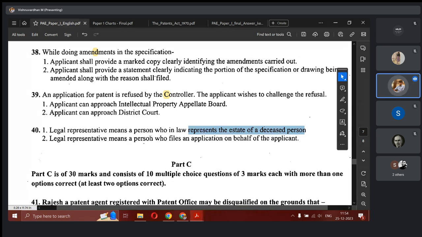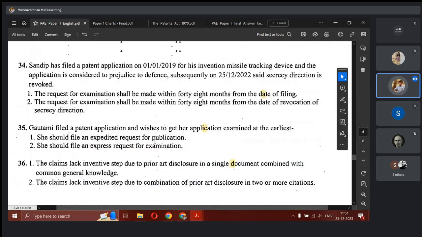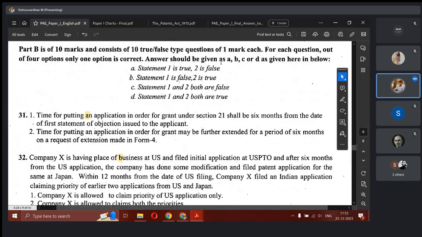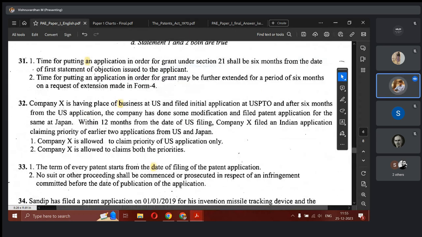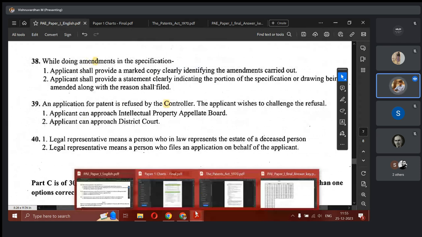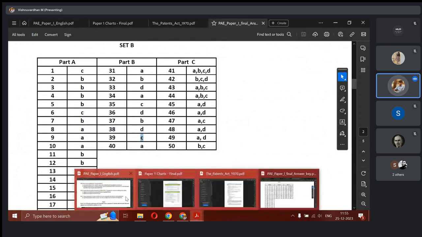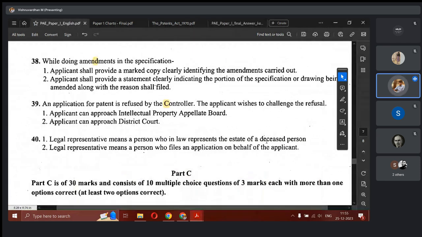In my understanding, I'll say it's only 1. Okay, it can't be 2. So for 40, 1 has to be true and 2 is false. So it has to be A. So what is the answer for 40? It is A, because only when the person dies does that person's legal representative have a right to apply for the patent. No random person can go and apply on behalf of another person. So the answer is A.